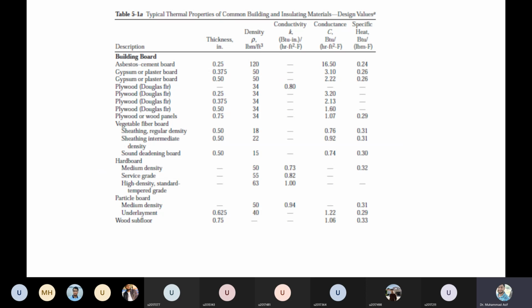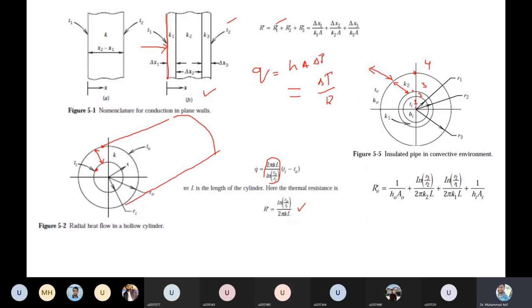Sometimes it is not easy to calculate the resistance. But coefficients like h_o and h_i, the heat transfer coefficients, and properties like thermal conductivity, can be computed from experiments. You perform some experiment and obtain the experimental data. From that data, you can develop correlations for the heat transfer coefficient and for the thermal conductivity.